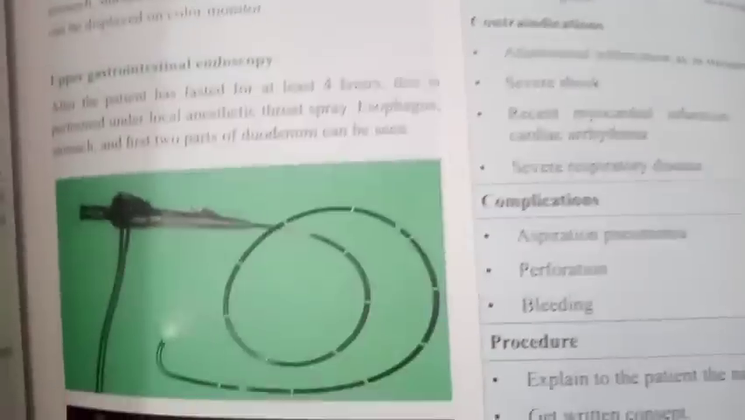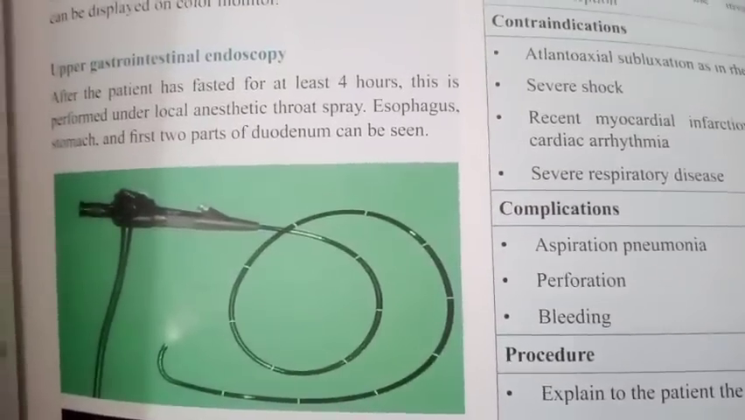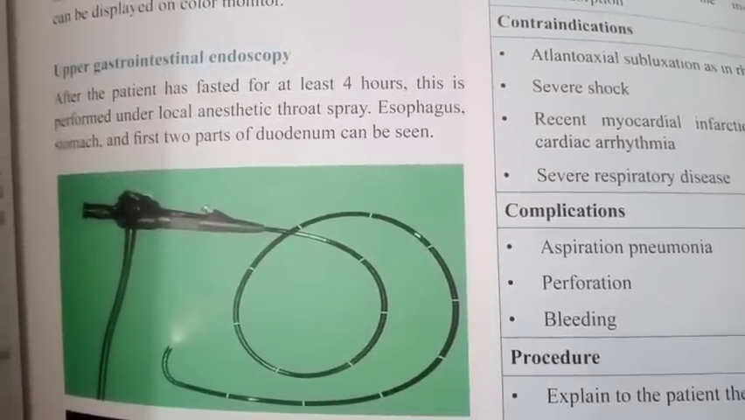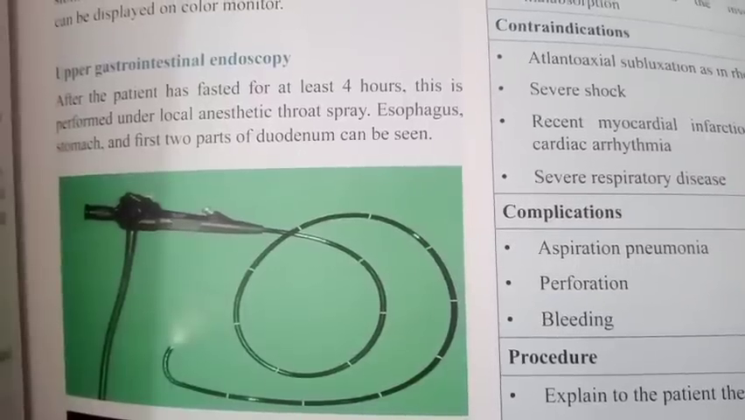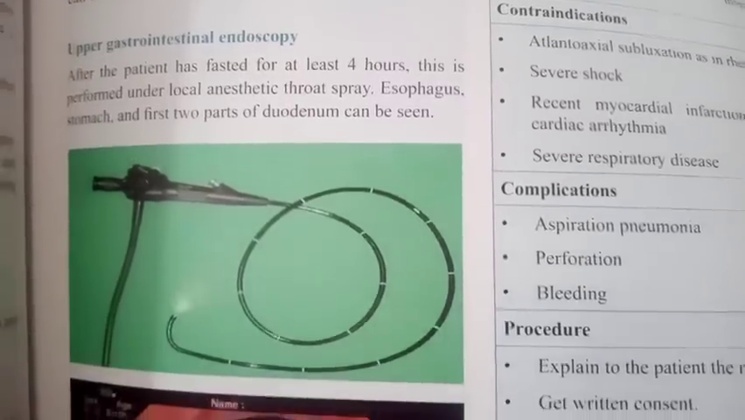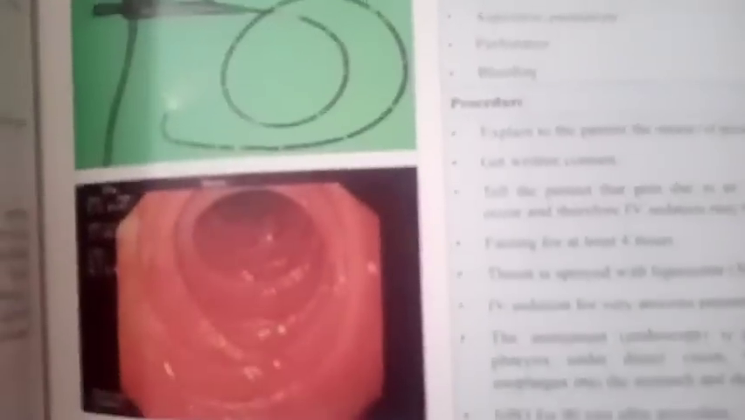Upper GIT endoscopy is performed after the patient has fasted for at least 4 hours. This is performed under a local anesthetic throat spray. The esophagus, stomach and first two parts of the duodenum can be seen, as you can see in the images.